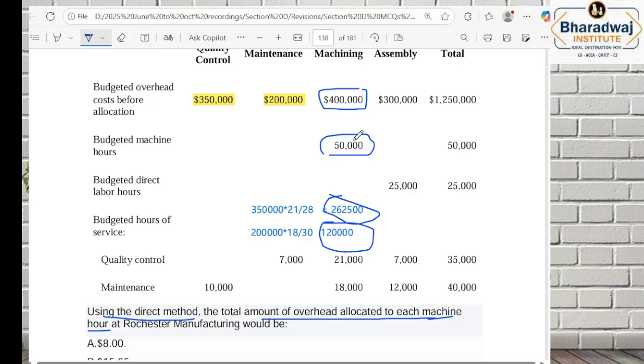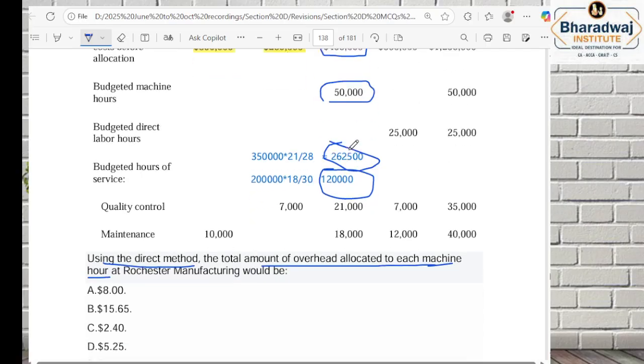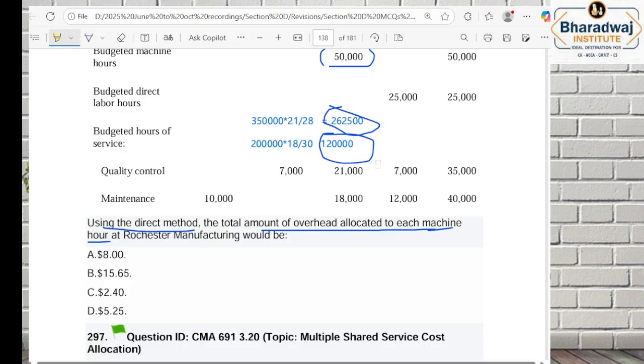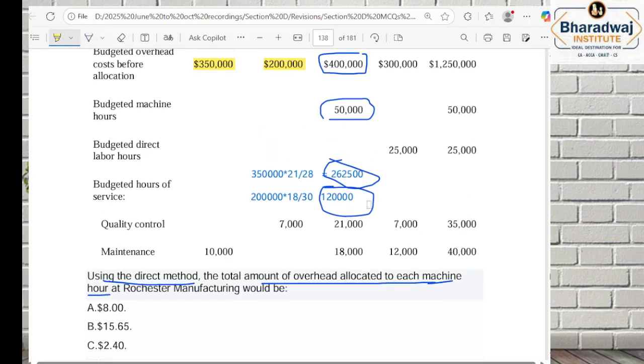This divided by 50,000. 4 lakh plus 262,500 plus 1 lakh 20 divided by 50,000. How much do you get? 782,500, sorry, 782,500 divided by 50,000. How much do you get? 4 lakh plus 262,500 plus 1 lakh 20. Yeah, okay. 15.65. The answer is 15.65.